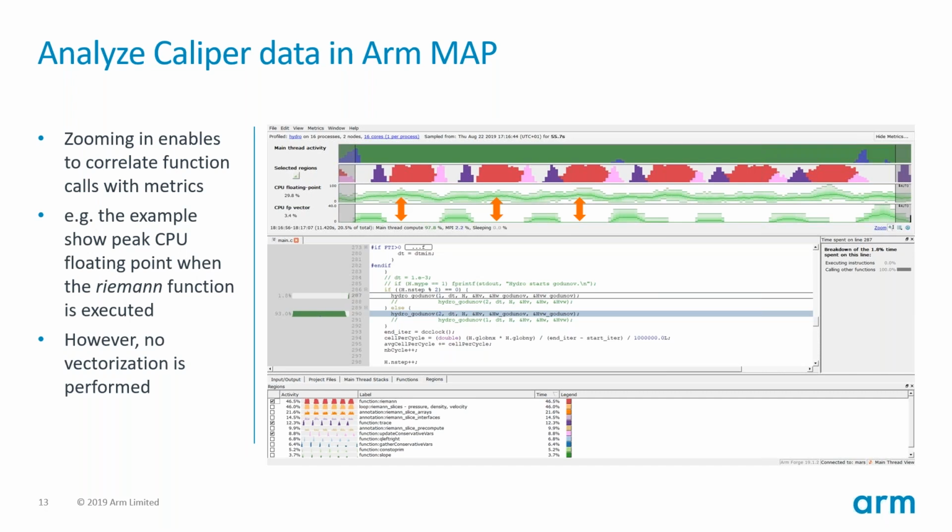Different CPU metrics can be displayed, and to understand what type of floating point operations we are performing, we are also displaying the amount of floating point vector operations. Interestingly, this highlights a performance issue. The floating point computations performed by the Riemann function are not taking advantage of vector units.